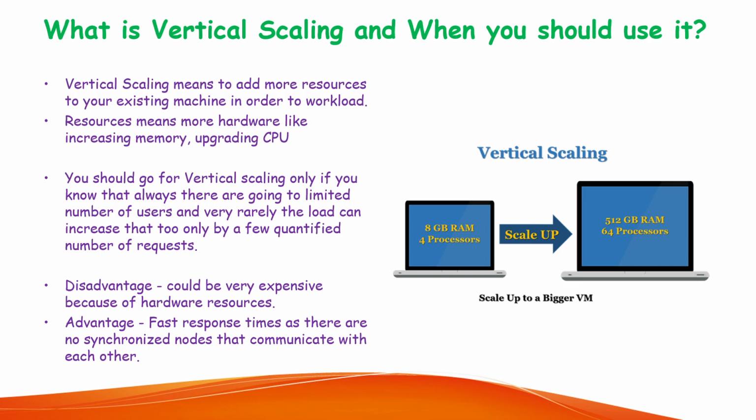Since I told you there are two types of scaling, one is the vertical scaling, the other is your horizontal scaling. So in the picture also you can see it is 8 GB RAM for processors. You are scaling up to 512 GB RAM and 64 processors. We are using a bigger VM. And it is on the same instance, the same machine that you're upgrading. So this is what you call your vertical scaling.